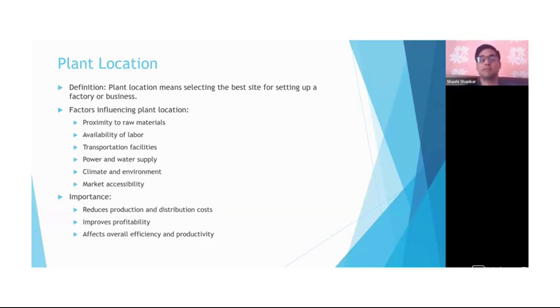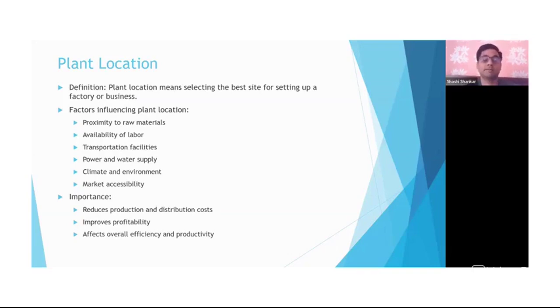And last but very important, the market accessibility. So once the product is produced, where to sell, right? How much time will it take to reach the market? What all markets can be accessed? So the market accessibility is also considered while we are selecting the plant location.